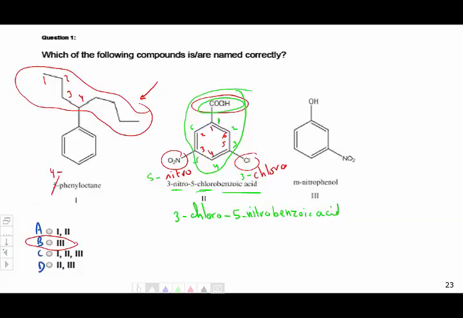Now, the last one, phenol is a part of the system. The NO2 is not. It's called nitro. They are 1,3 from each other. It's meta-nitrophenol or m-nitrophenol. So that's right. Go ahead.